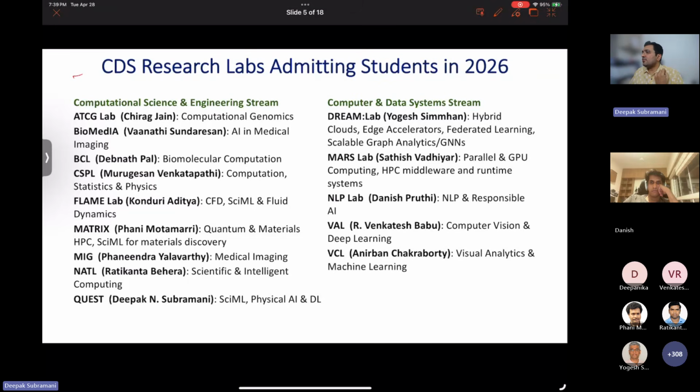Okay. What is the seat matrix for MTech research and PhD? What will you do by knowing that information?